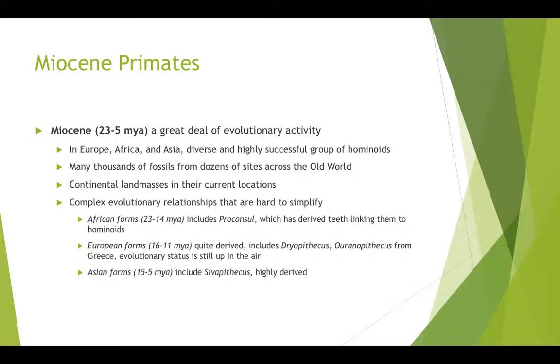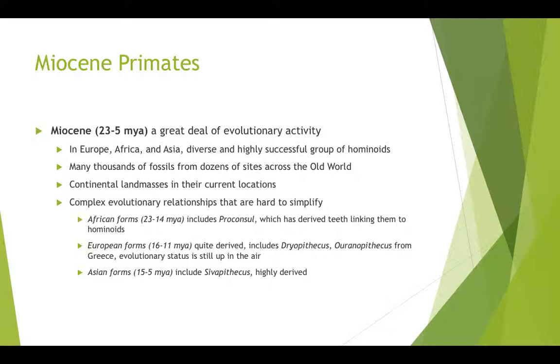We've got monkeys and apes, specifically apes across Europe, Africa, and Asia. They're rich fossils in places like Spain and France, Turkey, Greece. We've got diverse and highly successful groups of hominoids that do really, really well, basically, until there's a climatic shift. It's a climatic shift that is tied with the extinction of most of the great apes that we see across the Miocene. We've got thousands of fossils, dozens of different sites.